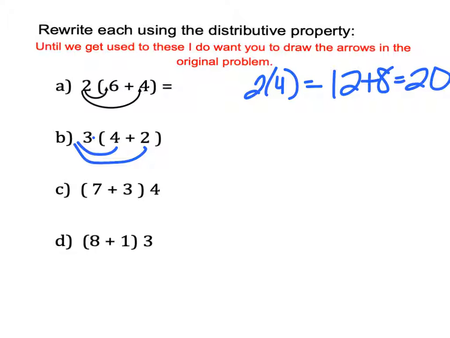But again, this part is the most important. And again, this is multiplication going on here between that 3 and those parentheses. So 3 times 4 will get added to 3 times 2.